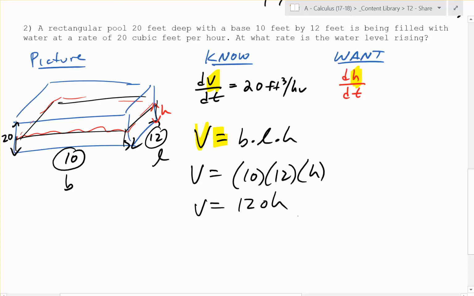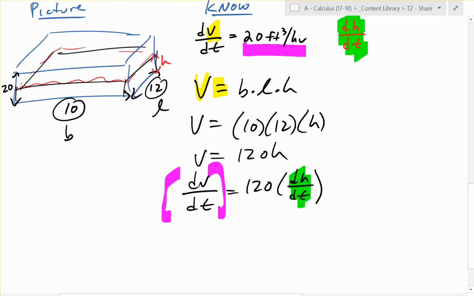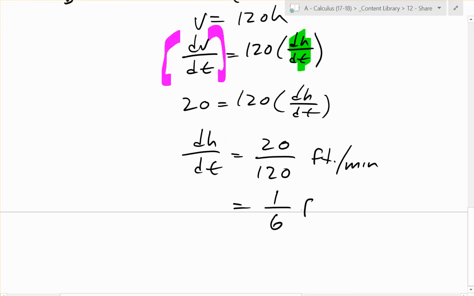Now we need to differentiate with respect to time. So dV/dt is equal to 120 dh/dt. But we specifically want dh/dt, so we need a value for dV/dt. It tells us dV/dt is 20 the entire time. So 20 is equal to 120 times dh/dt. So dh/dt is 20 over 120, and it's a change in height, so it's feet per minute in this one, which is 1 over 6 feet per minute.